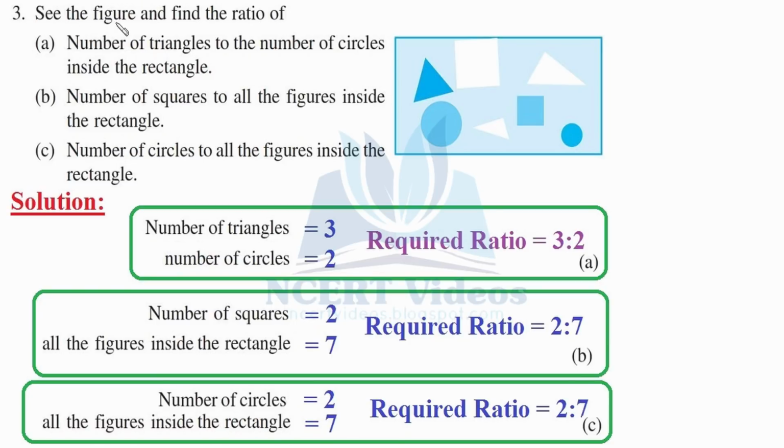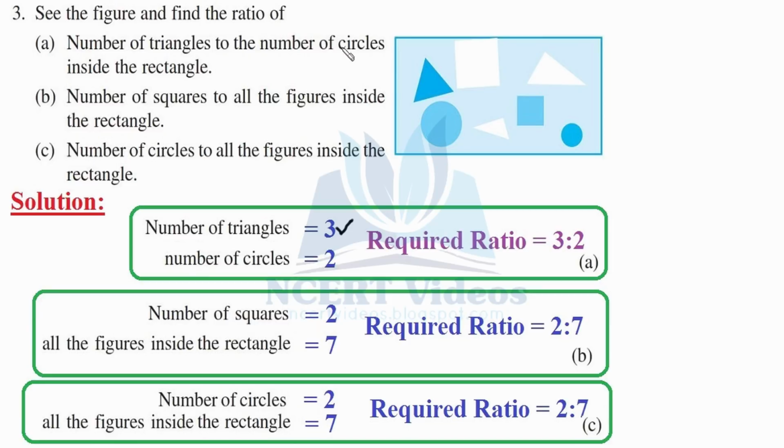Question third. See the figure and find the ratio of. This is your required figure. Inside the rectangle, there are different types of figures. Now based upon that, we will find the number of triangles to the number of circles inside the rectangle. So let's find the number of triangles. As you can see here, there is 1, 2, 3. 3 triangles are there. Therefore, we write number of triangles equals 3.